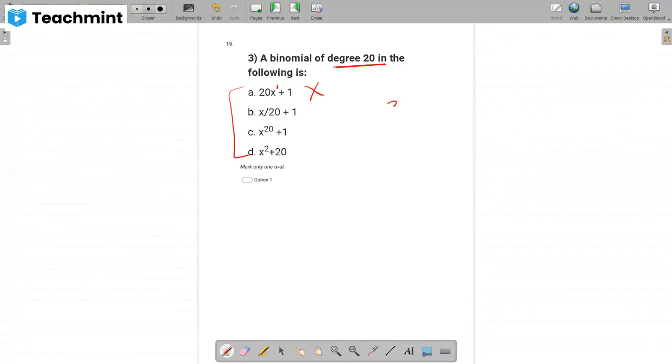Now here this is x by 20 plus 1. Here also when you observe, you will find that the power of x is 1. So the degree of this polynomial is 1, not 20. So this is again not the answer. Here the power of x is 20, so we can say the degree of this polynomial is 20. So this C is the correct option. And in the last option, the power of x is 2, so the degree of this polynomial is 2. So the correct option is option C.